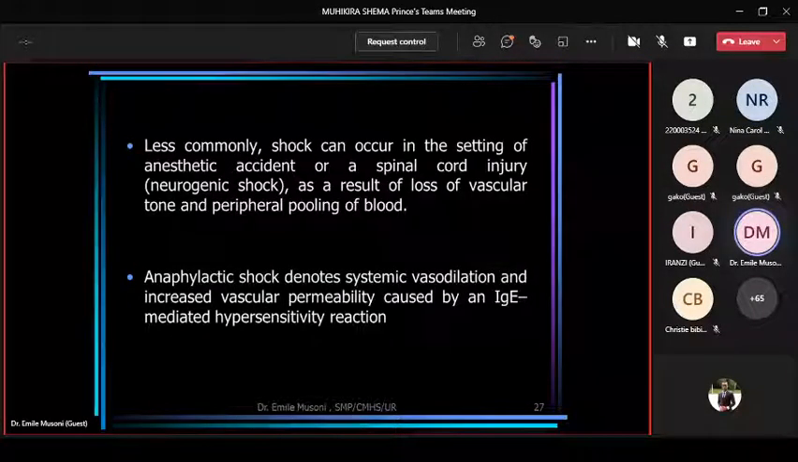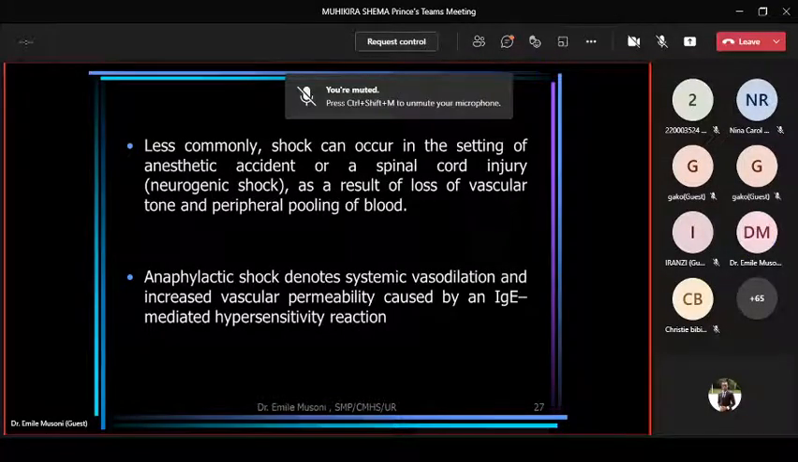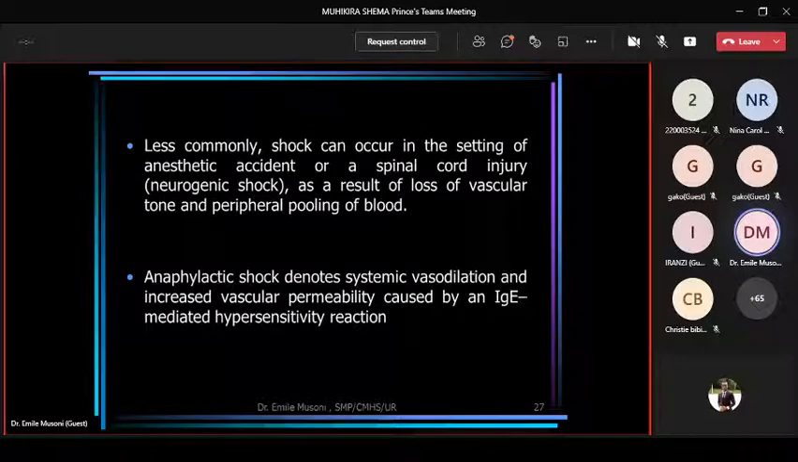So another shock is anaphylactic shock. This one is the systemic vasodilatation and increased vascular permeability. This one in the hospital, you will see some anaphylactic shock from injection of the penicillin.